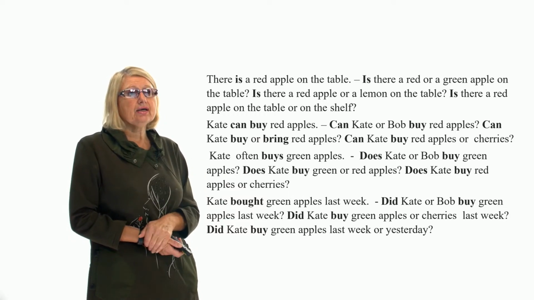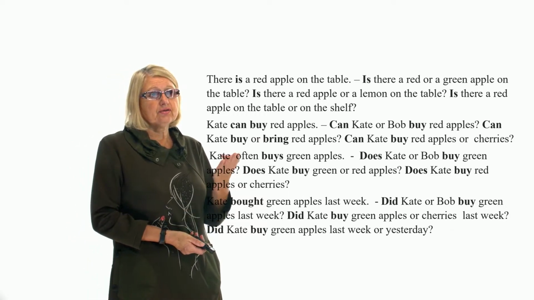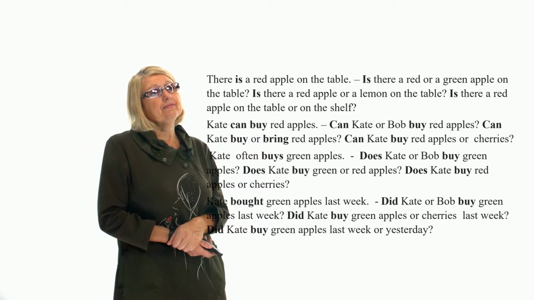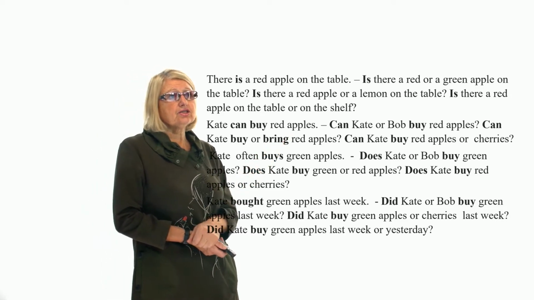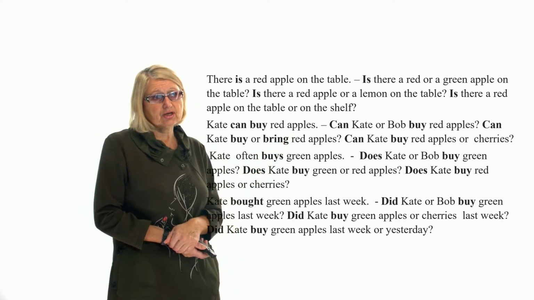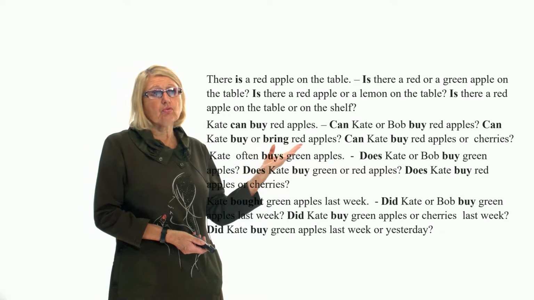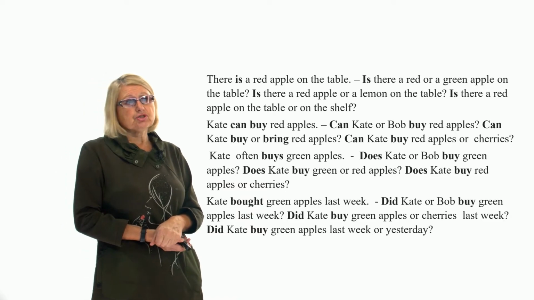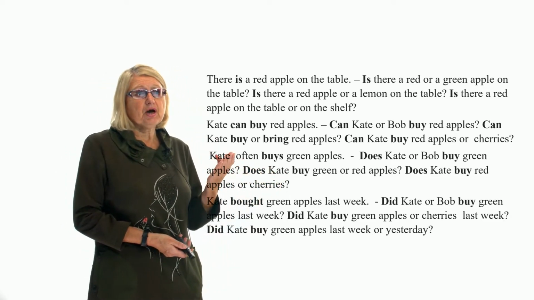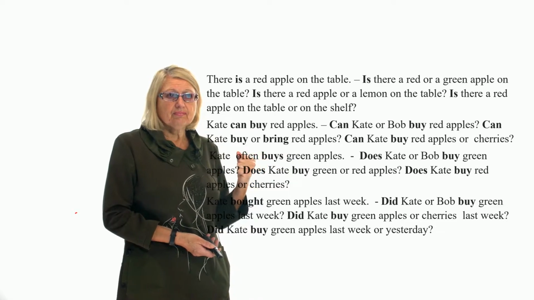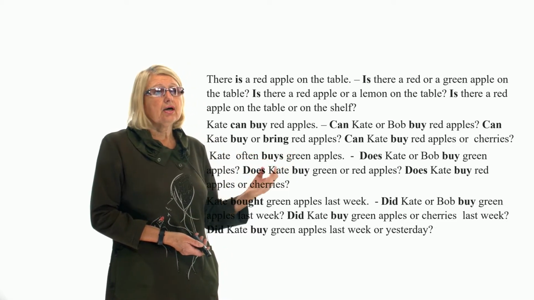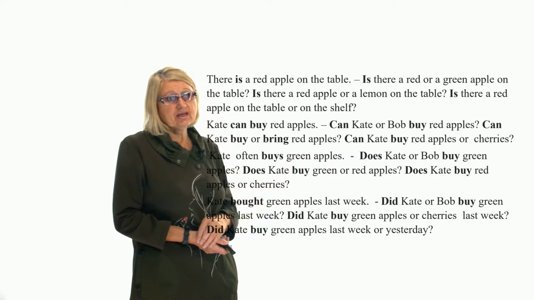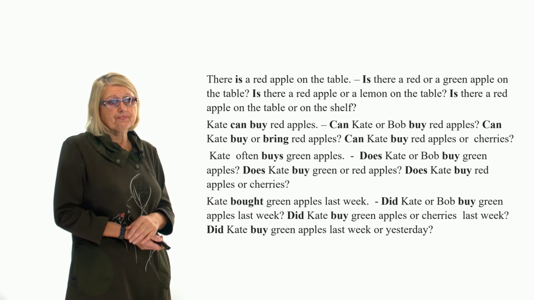Kate can buy red apples. There is a modal verb which is used as an auxiliary. Can Kate or Bob buy red apples? The variation Kate or Bob is a variation of a subject. Can Kate buy or bring red apples? And can Kate buy red apples or cherries? So you see the variations.